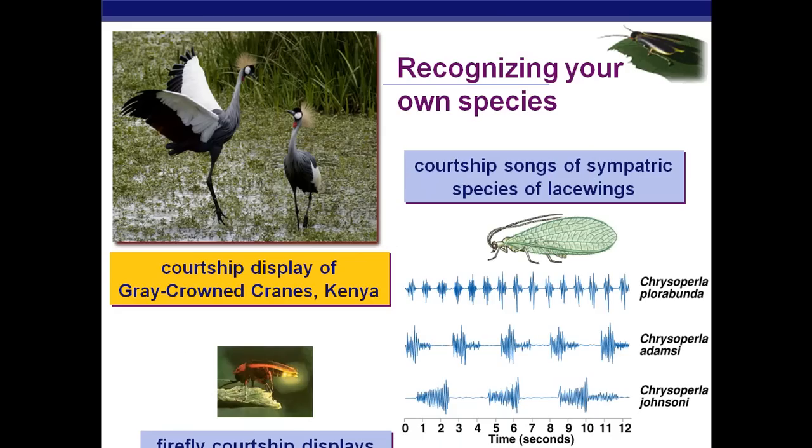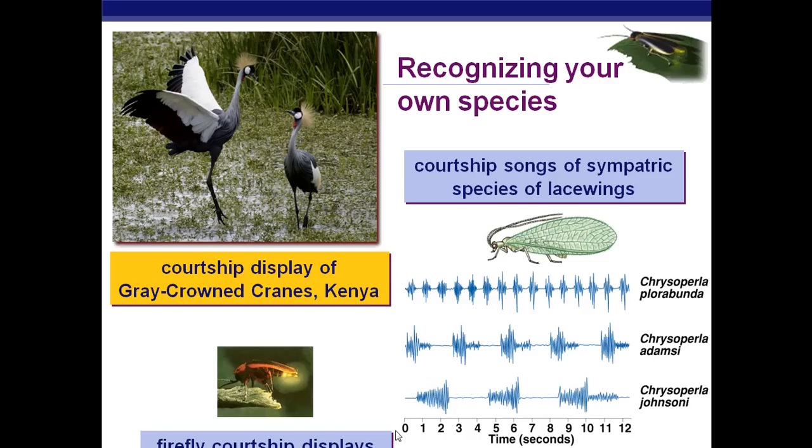Recognizing your own species. These are more examples of behavioral isolation. In Kenya, the gray-crowned cranes have a very elaborate and specific courtship display that they would only recognize as their own. Lacewings that live sympatrically, so they're in the same area, have a very distinct call that they produce with their wings. And these are basically the frequencies of their songs.